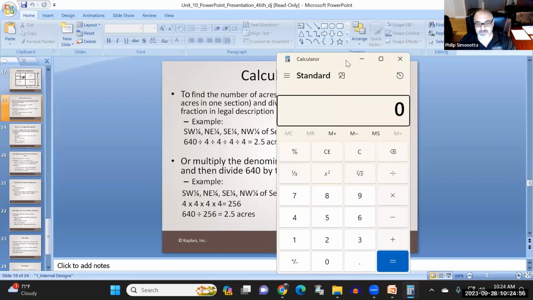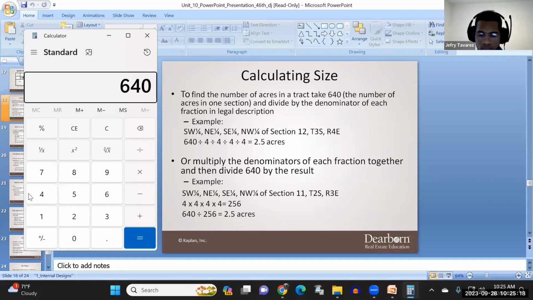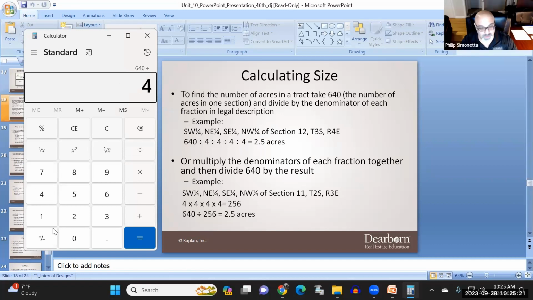and you look at the problem, right? There's the problem. You start with 640. And how many times do you divide it by 4? You got 1, 2, 3, 4. Whatever this number is, what you divide it by. If it was 4, 4, 2, 4, you would go 4, 4, 2, 4, right? So whatever the number is, you take 640 divided by 4, divided by 4, divided by 4, divided by 4. Your answer is 2.5 acres.